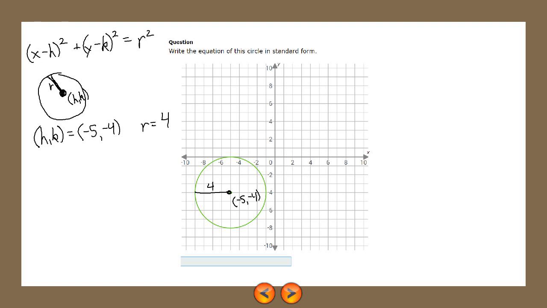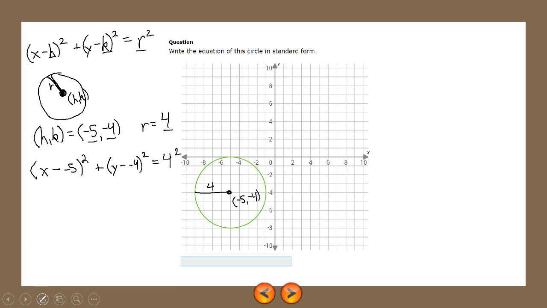You're just going to have to plug these 3 numbers, the -5, the -4, and the 4, in for h, k, and r, and simplify a little. We're going to write (x minus -5) squared plus (y minus -4) squared equals 4 squared. This would not be an acceptable answer by itself. You would want to combine and simplify just a handful of things.